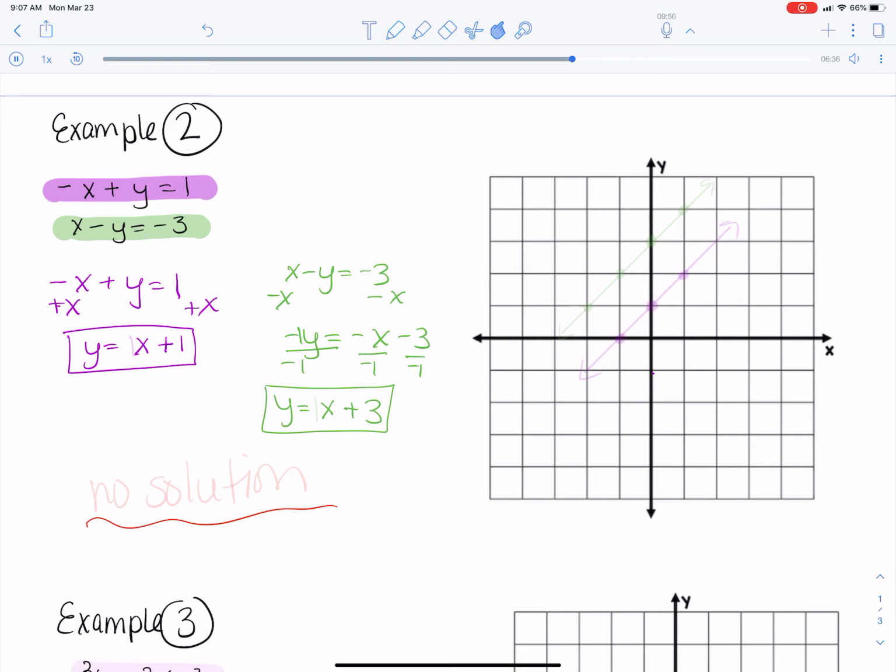All right, so now we're ready to start graphing. So my first equation, my y-intercept is at 1. So we plot our first point at 1, and my slope is also 1. So we go up 1, right 1 in both directions. And then we can draw our line.